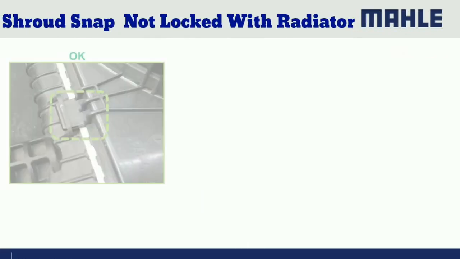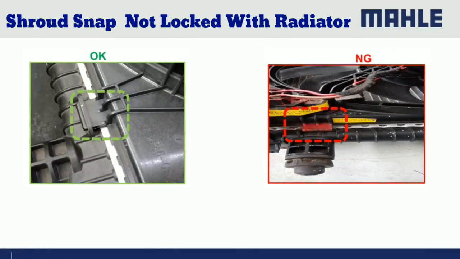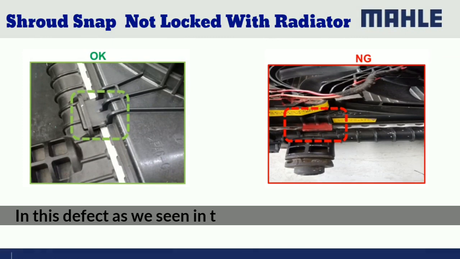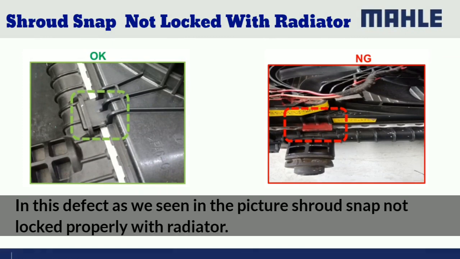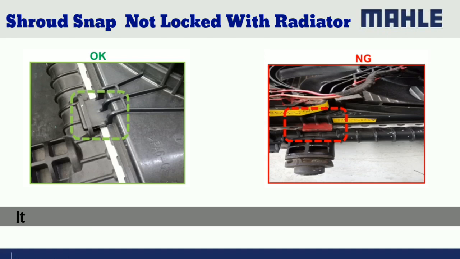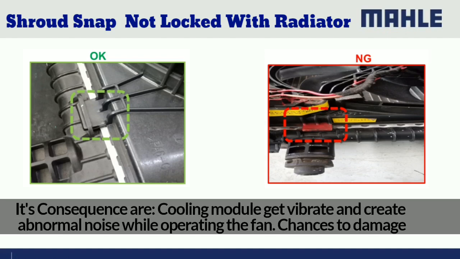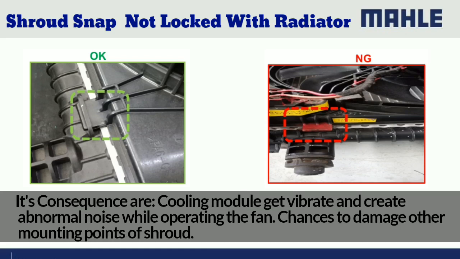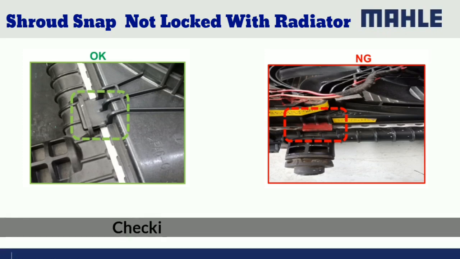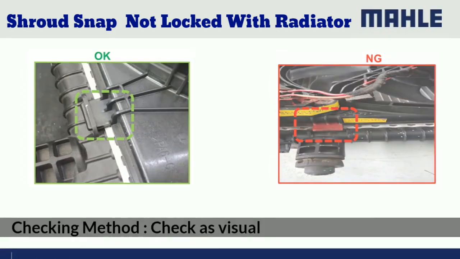Next is shroud snap not locked with radiator assembly. In this defect, as we see in the picture, the shroud snap is not locked properly with the radiator. Its consequences are that the cooling module vibrates and creates abnormal noise while operating the fan, with chances of damaging other mounting points of the shroud. Its checking method is visual.